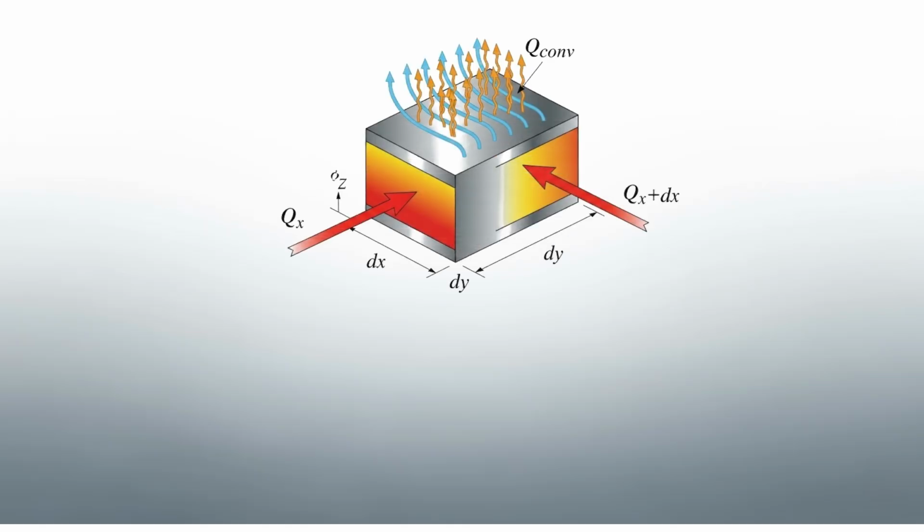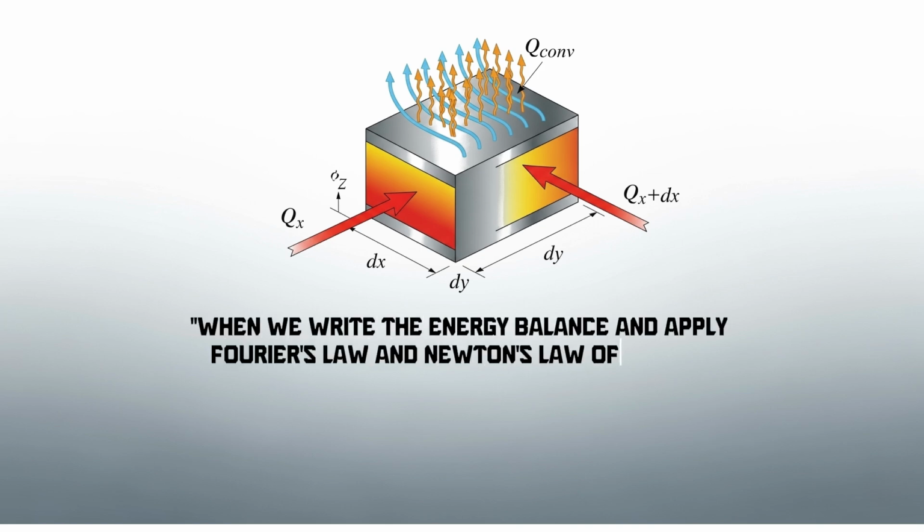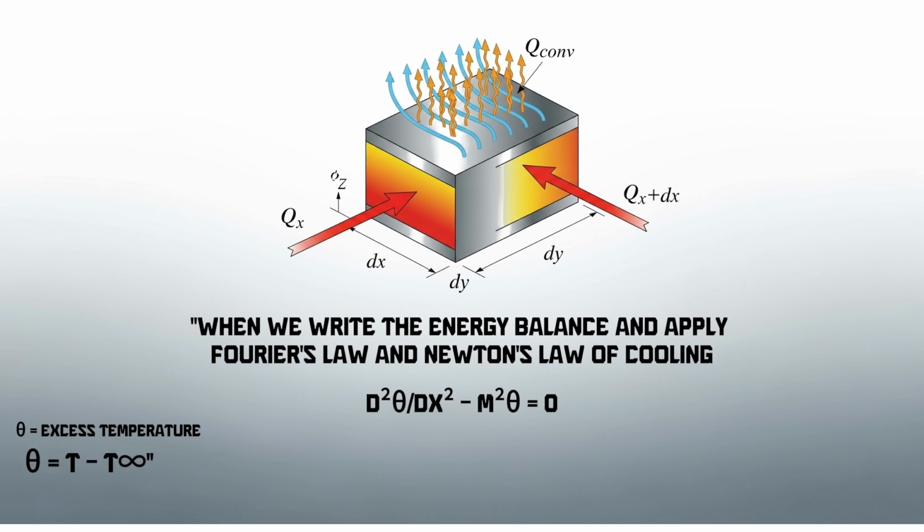Now, let's look at a small element of the fin. Heat enters from one side, heat leaves from the other side, and heat is lost to the surrounding fluid from the surface. When we write the energy balance and apply Fourier's law and Newton's law of cooling, we get a differential equation: d squared theta over dx squared minus m squared theta equals 0, where theta is the excess temperature. That's the difference between the fin temperature and the fluid temperature. Theta equals T minus T infinity.